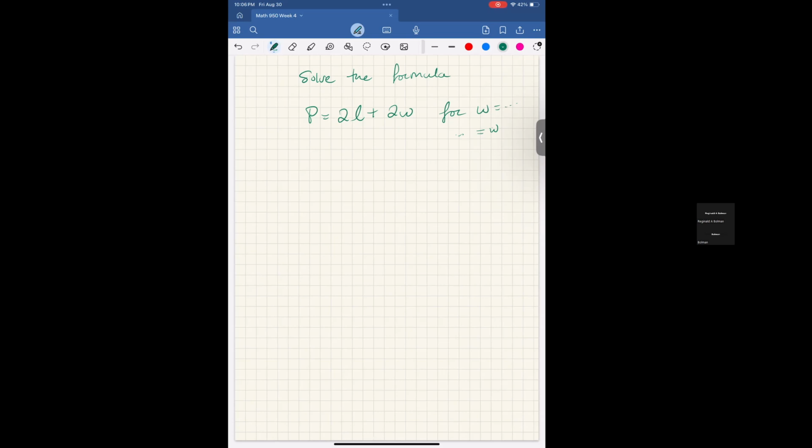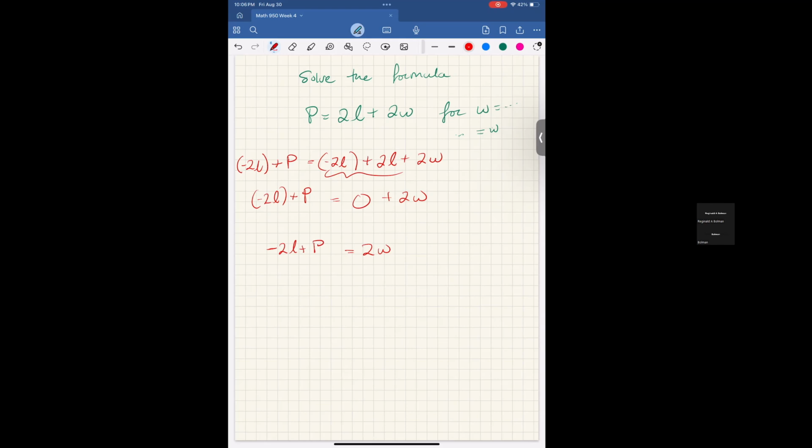All right, so the first thing you're going to notice here is you've got a 2L that is added to a 2W. You know you're going to need that additive inverse. Go add negative 2L to both sides of your equation. I'm going to add them on the left-hand side. Boom, you get 0 is equal to P plus negative 2L, plus 2W. So you get 2W is equal to negative 2L plus P.